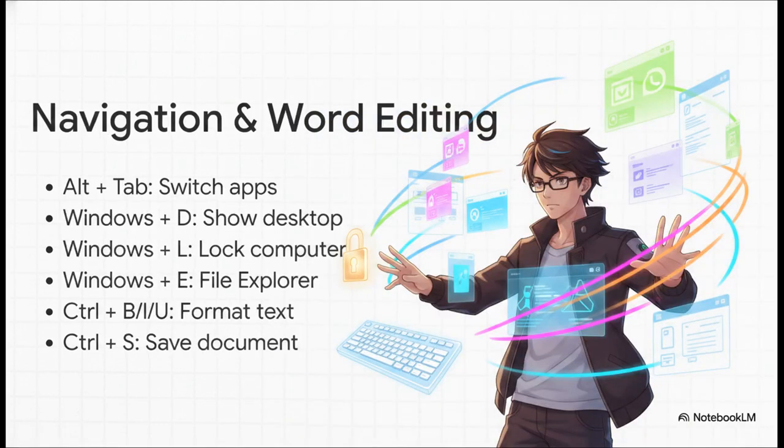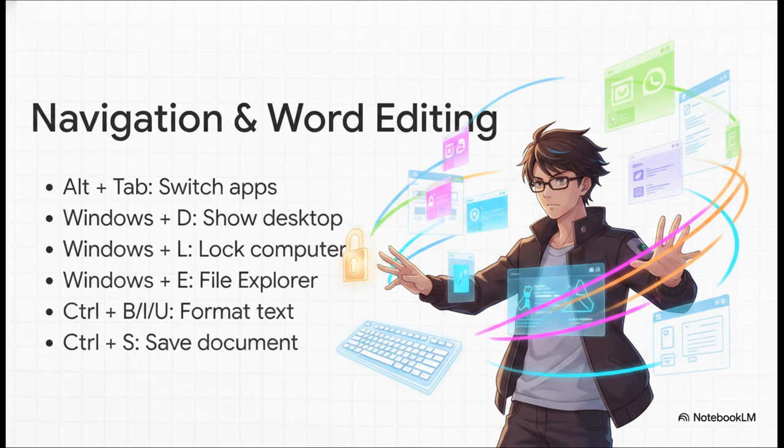And this brilliantly illustrates how we can easily combine system-wide navigation with everyday text editing to keep our hands exactly where they belong, on the keys. Need to jump between applications? Alt-Tab switches your active apps instantly. If your screen is super cluttered and you just need a clean slate, Windows D shows your desktop in a flash. Stepping away for a quick coffee? Windows L locks the computer immediately.